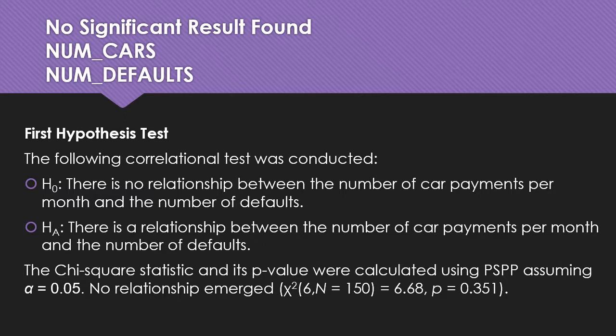The chi-square statistic and its p-value were calculated using PSPP, assuming alpha equals 0.05. No relationship emerged where the chi-squared statistic is calculated at 6 degrees of freedom, the number of participants equal 150, arriving at a value of 6.68, p equals 0.351.